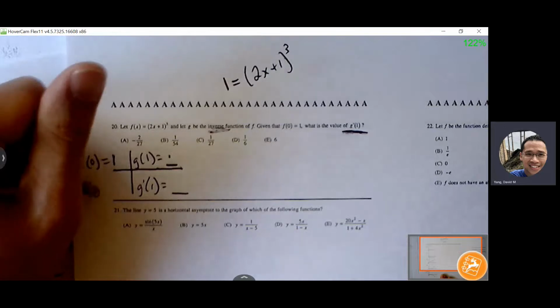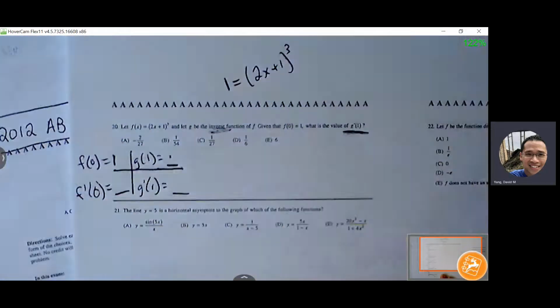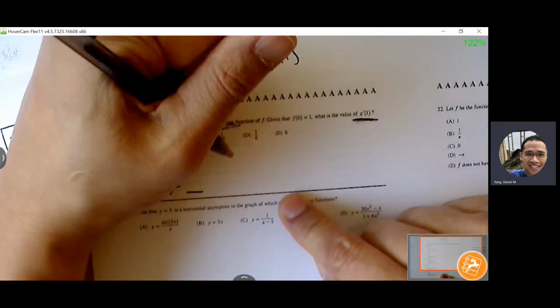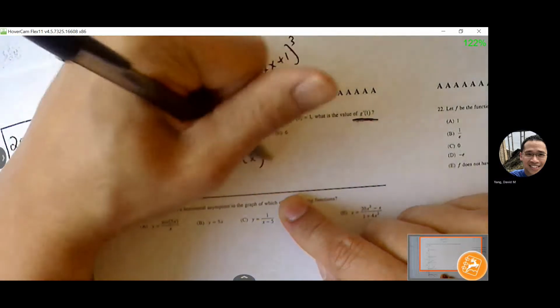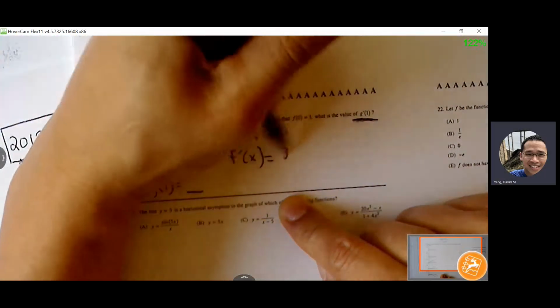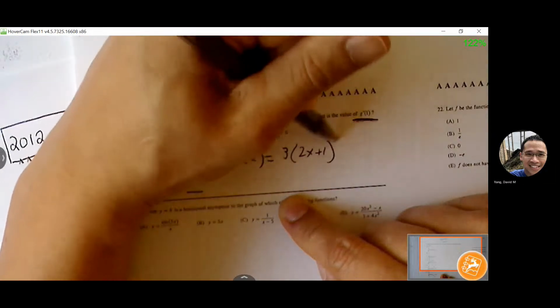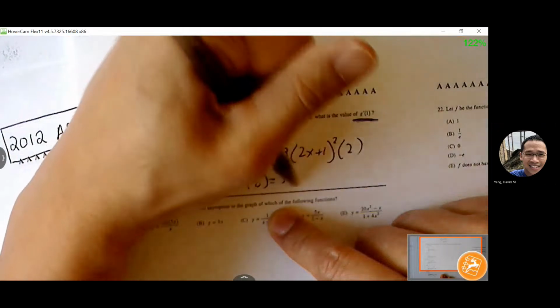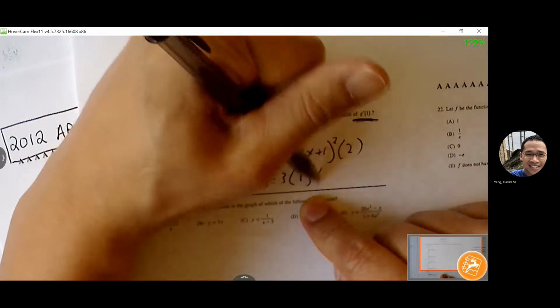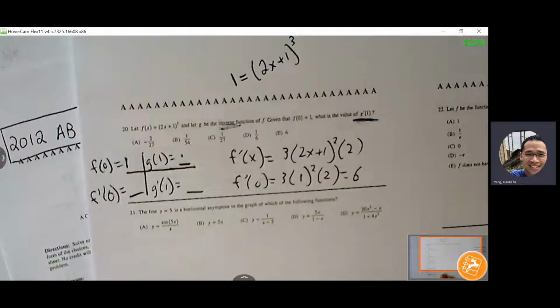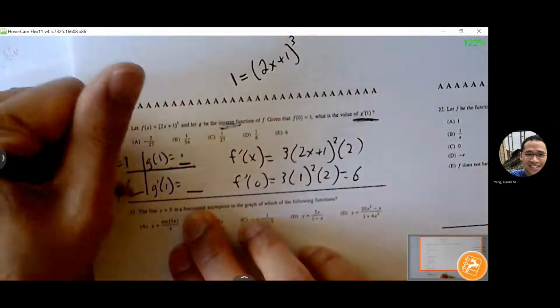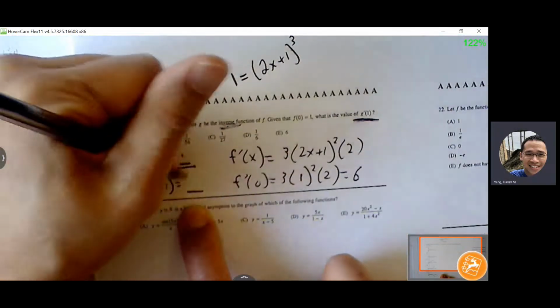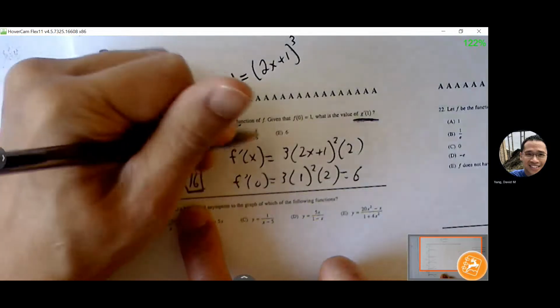So if I can find f prime of 0, I can get to my g prime of 1. So let's find f prime of x first. Chain rule. Get 6. For f prime of 0, so g prime of 1 must be the reciprocal, 1/6.